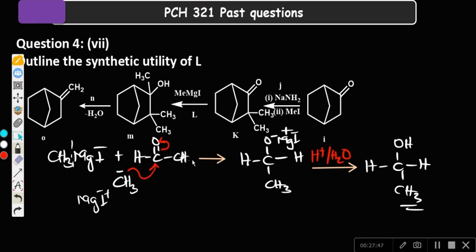So let me put CH3 here. This is the other aldehyde, to make this easy, so that we are not going to write another one again. So what do we have here? CH3. What kind of alcohol is this?